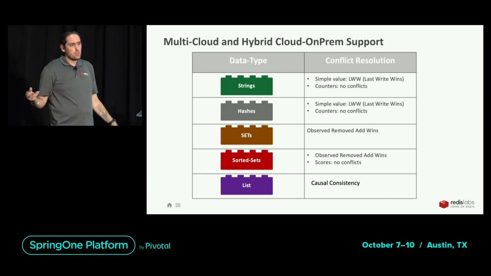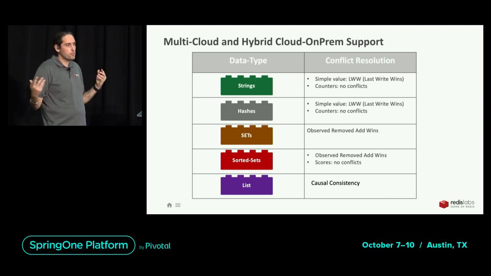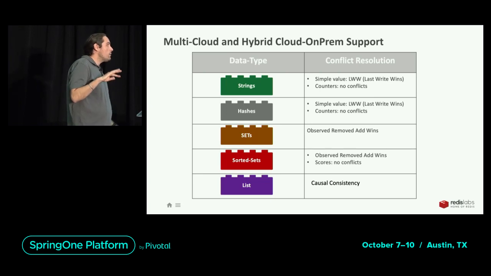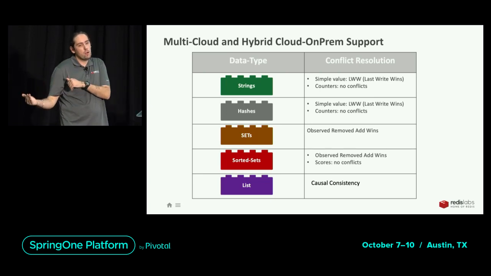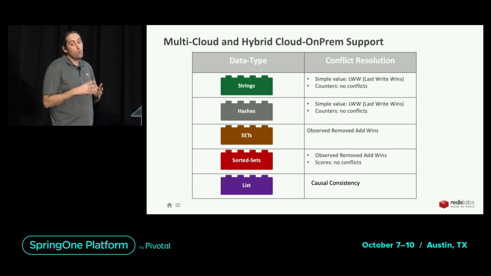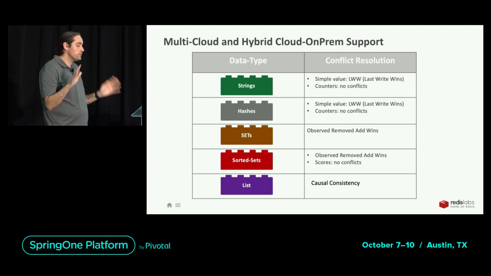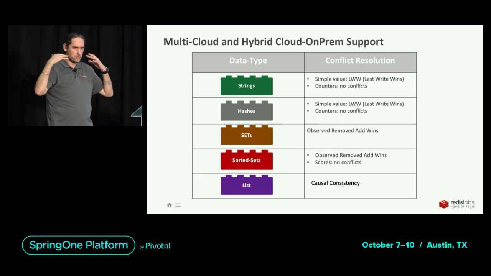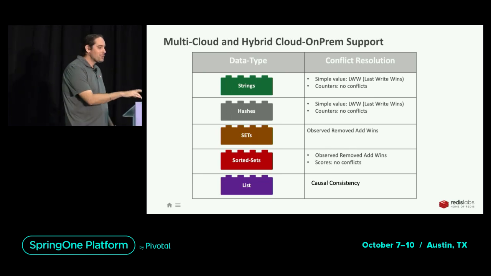Sets are a little more interesting. We're using unions and intersects to figure out what was added and removed, and I'll show you all that in more detail in a second. And sorted sets are a combination of the counter concept as well as the sets. And the last one, lists, which is really the hard one, is around causal consistency, which is a very, very deep topic that I'm going to get into a little bit. But it's one of those things that you could spend like 3 hours on and really just melt your brain on all the math, right?